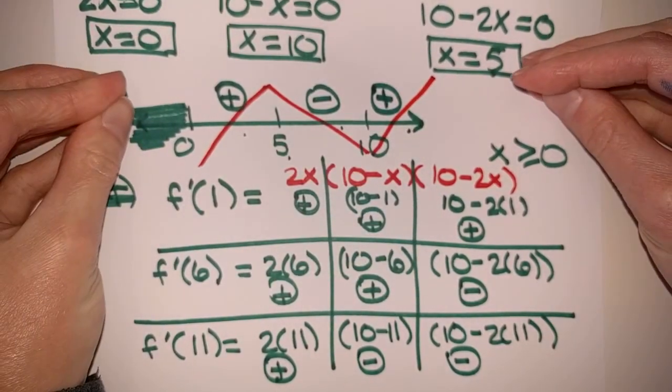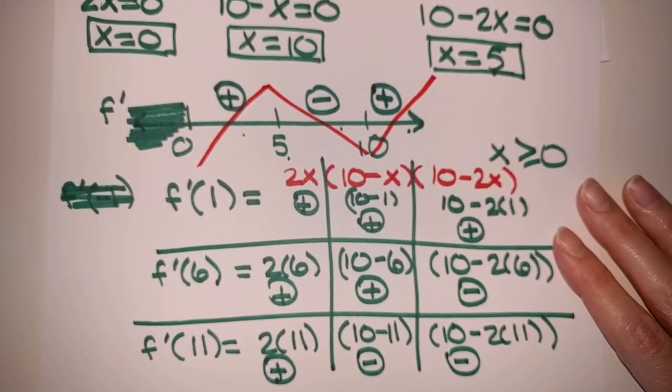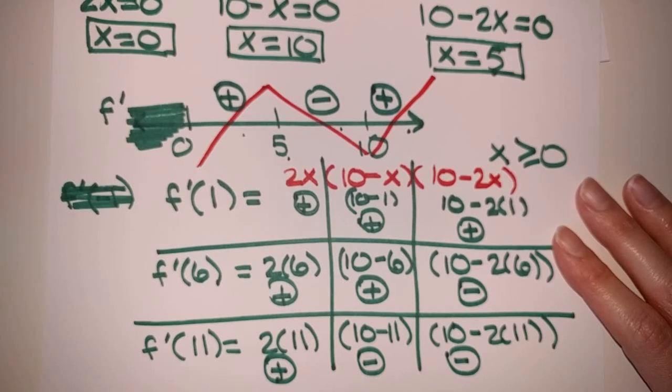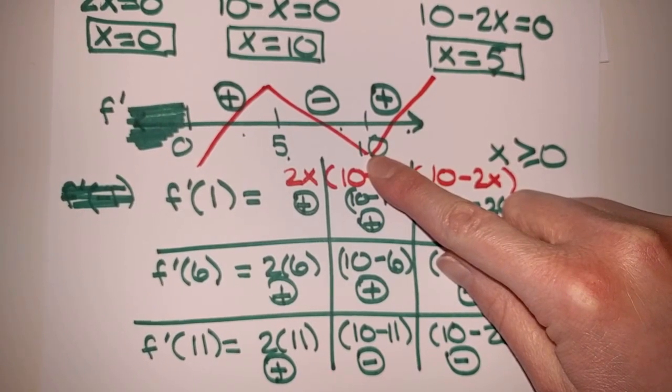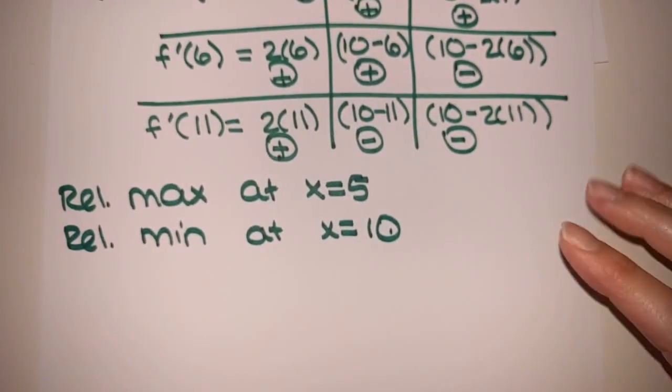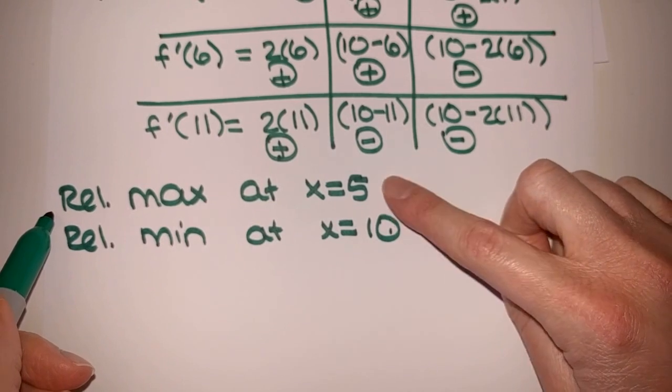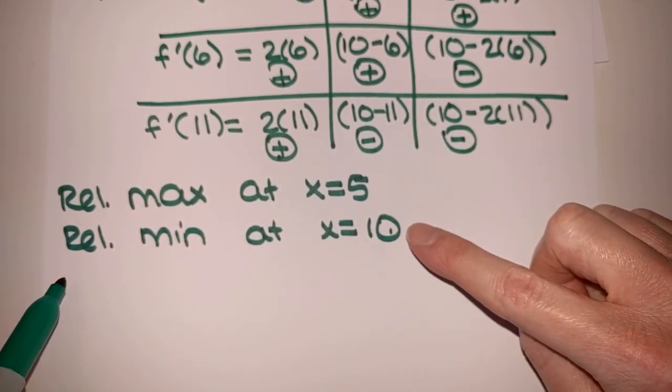So looking at the structure of this, we see that we have a relative maximum at x is equal to 5, and we have a relative minimum at x is equal to 10. Okay, so that is our relative max. It's going to be maximized at x is equal to 5, minimized at x is equal to 10.